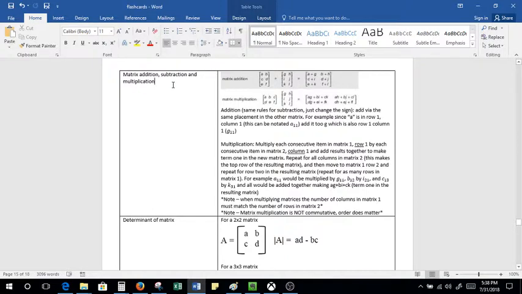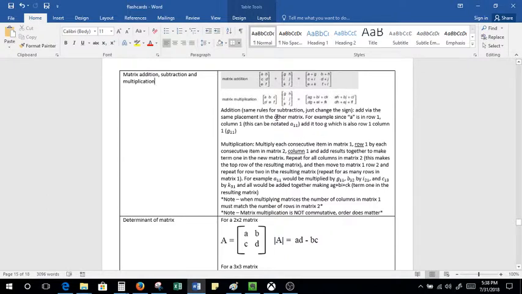Next, multiplication. This is a little bit more difficult to wrap your head around. What you're doing is you're multiplying the first row by each column, and that will create your top row in your resulting matrix. So A times G, B times I, and C times K. That's the first new term in your resulting matrix. Then you do, for column 2, A times H, B times J, C times L, and that will create the second term in your top row of your resulting matrix.